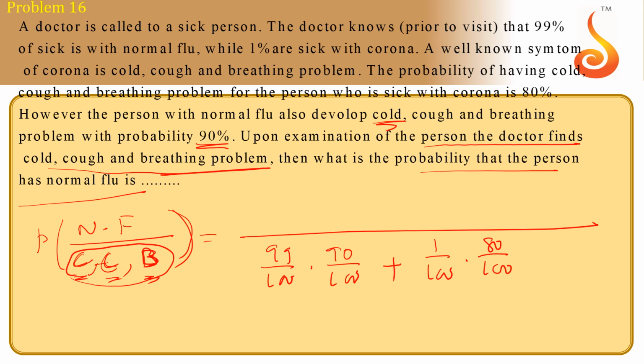So what I want is the normal flu probability. So this part will go to the numerator, 99 by 100 into 90 by 100. So this is the Bayes theorem model.